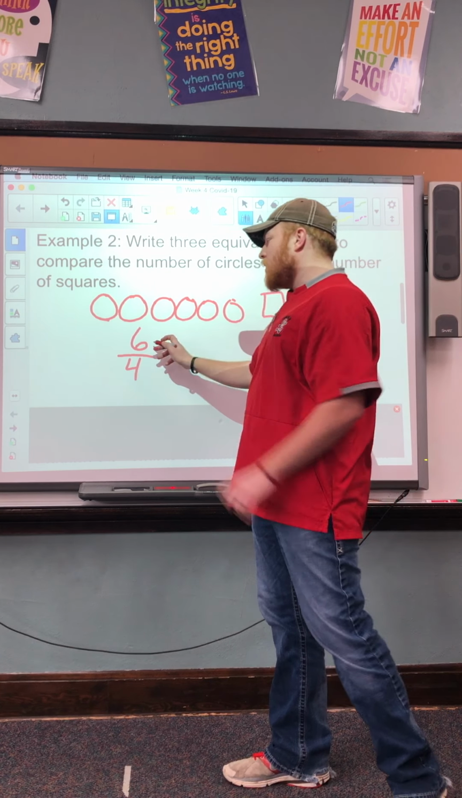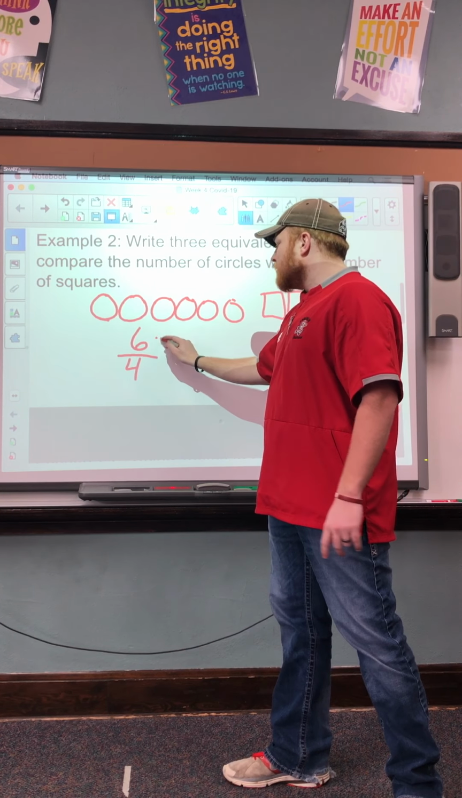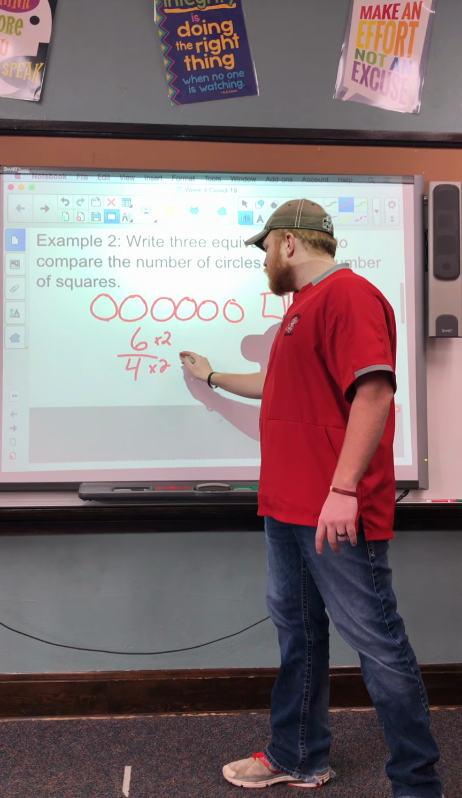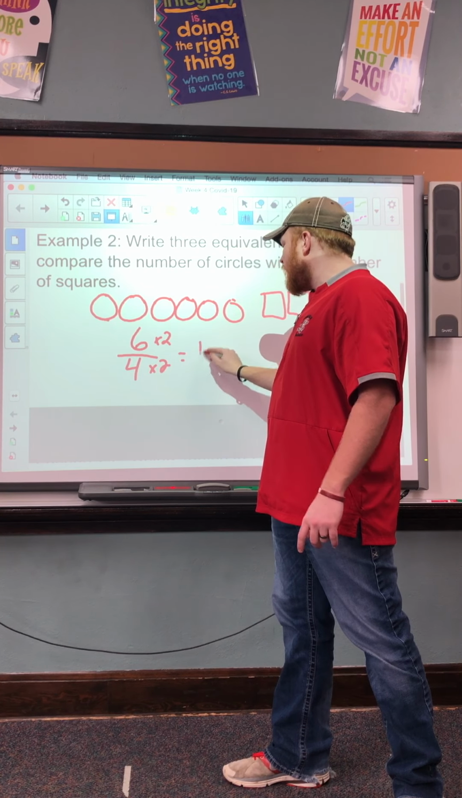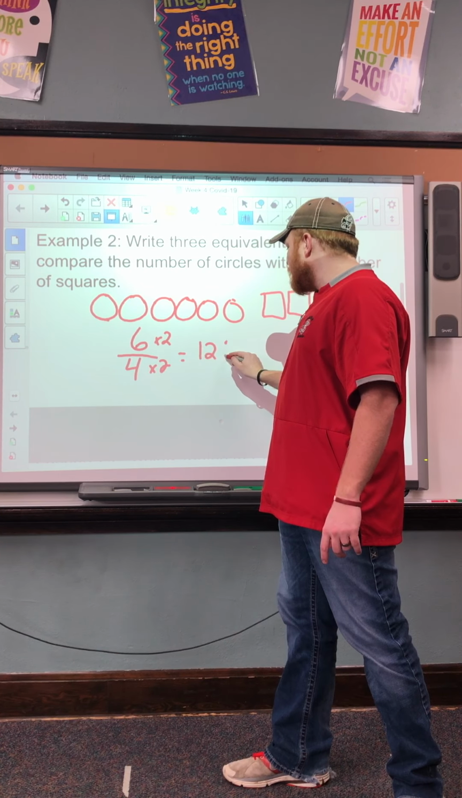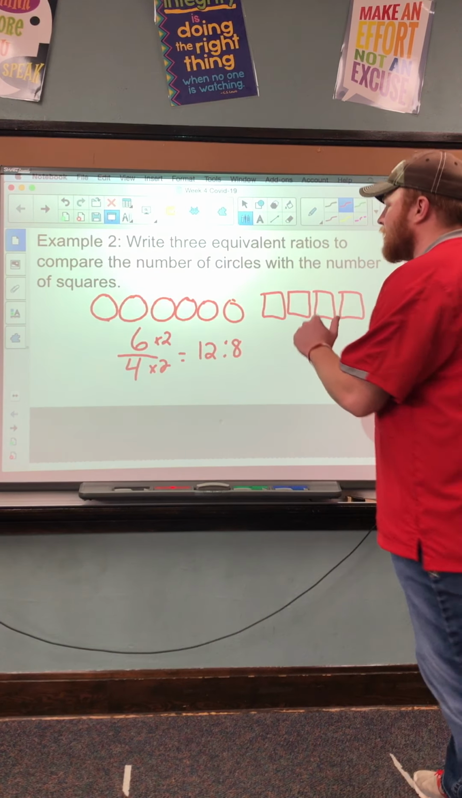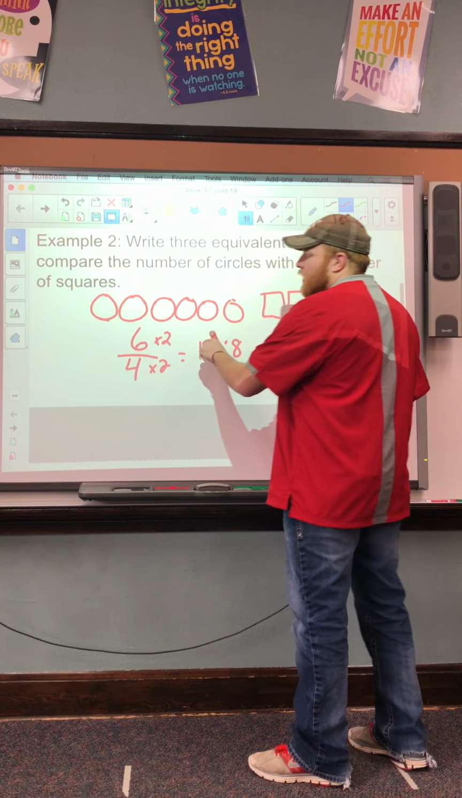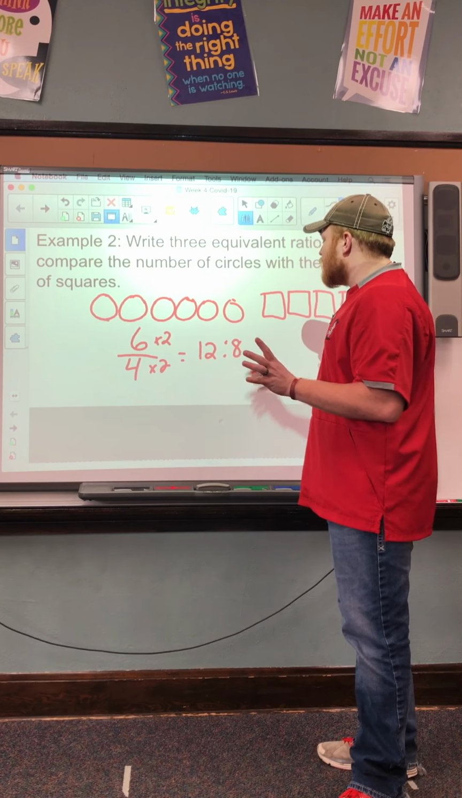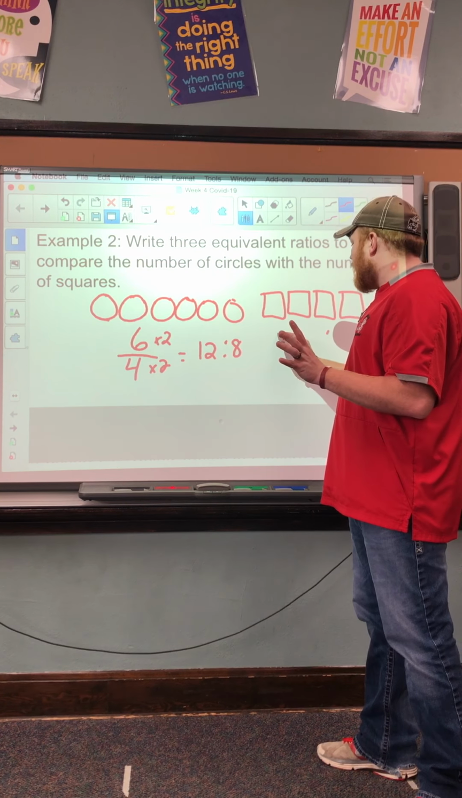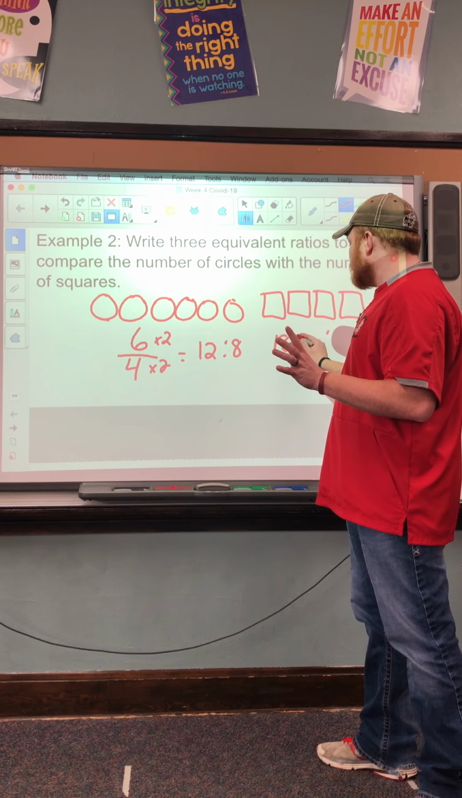Now, if we multiply each by 2, you should get 12 colon 8. That's another way you can write a ratio, okay? And then the third way you can write a ratio is using the word to.